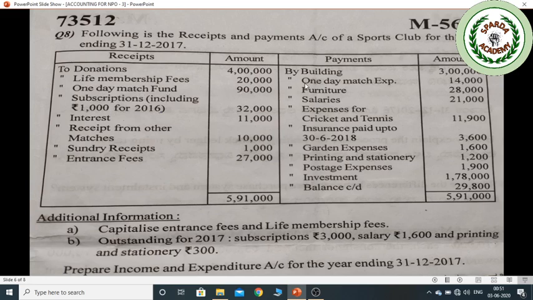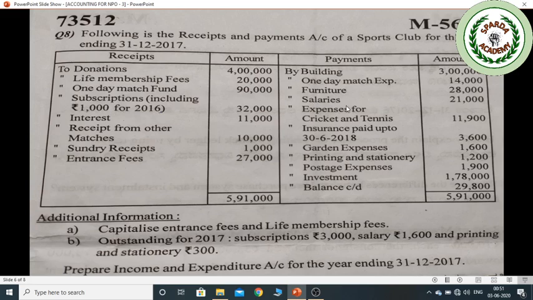Then it must also be treated as a capital item, not written in the income and expenditure account. Then furniture is there. See here, it is also a capital item. It must be written in the balance sheet. So we are not going to write this. We will ignore this.